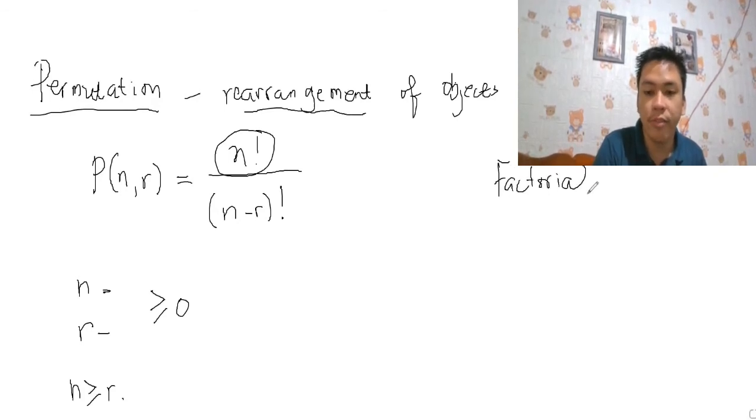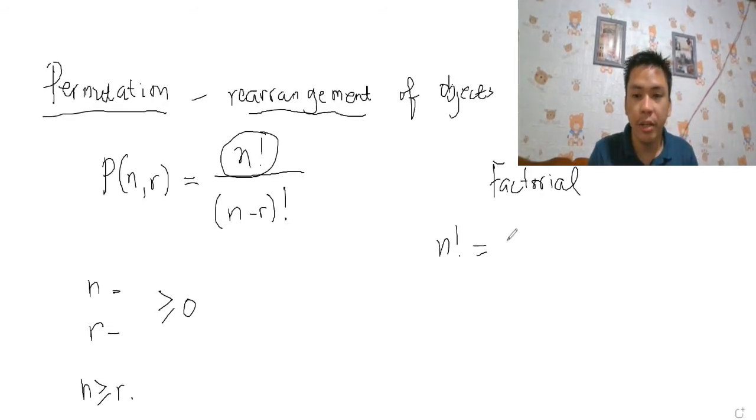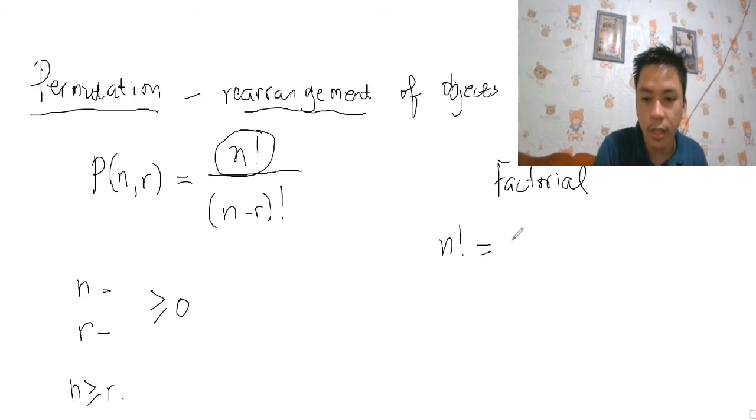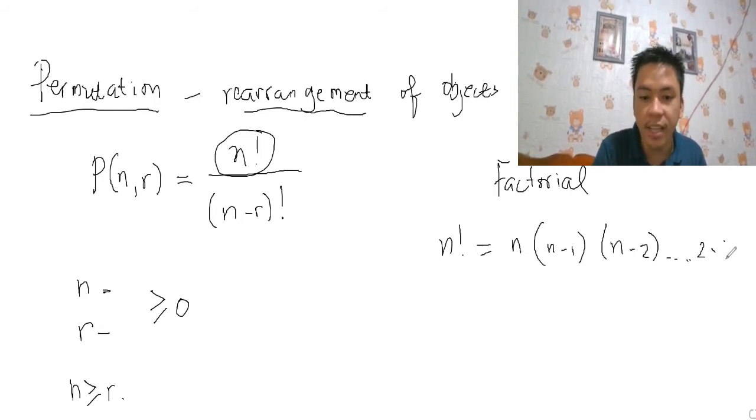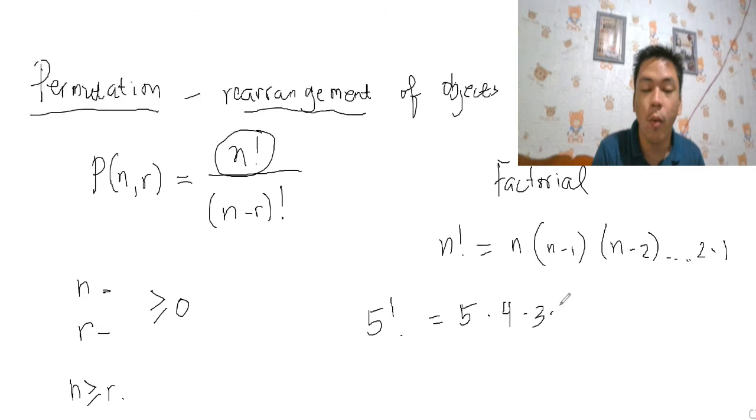So let's review our factorial here. n factorial implies that you have to multiply the number by the preceding numbers until it goes to 1. So here, n times n minus 1 times n minus 2, until 2 times 1. So basically, if you have, let's say, 5 factorial, that's equivalent to 5 times 4 times 3 times 2 times 1. That's it.